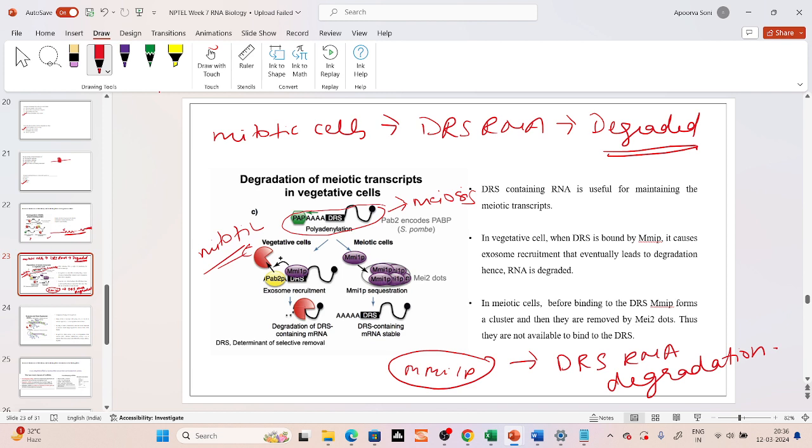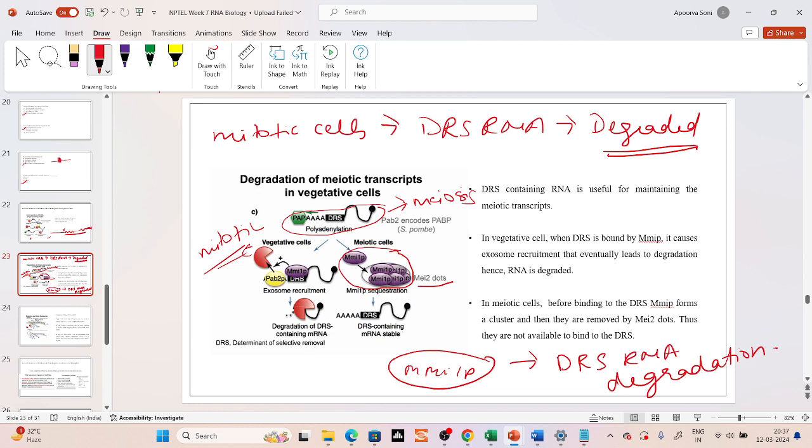So this meiotic transcript is not expressed in your vegetative cells, but we want this meiotic transcript to be expressed in the meiotic cells. So what happens is that all the Mmi1p present in the meiotic cells first come together and form a cluster, and then this whole cluster is removed with the help of another protein known as Mei2 dots. This dot protein removes the whole cluster before it can bind to the DRS. So before this Mmi1p comes and binds the DRS, this Mei2 dot removes this cluster, and hence this DRS is prevented from degradation.